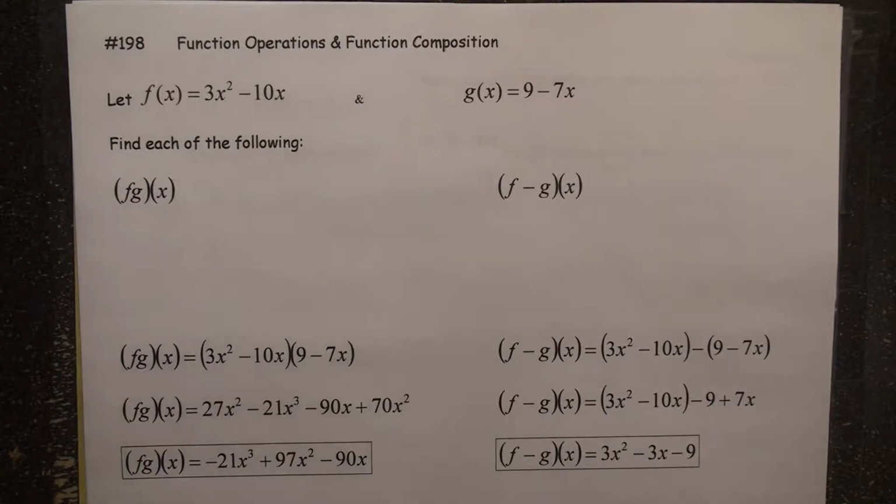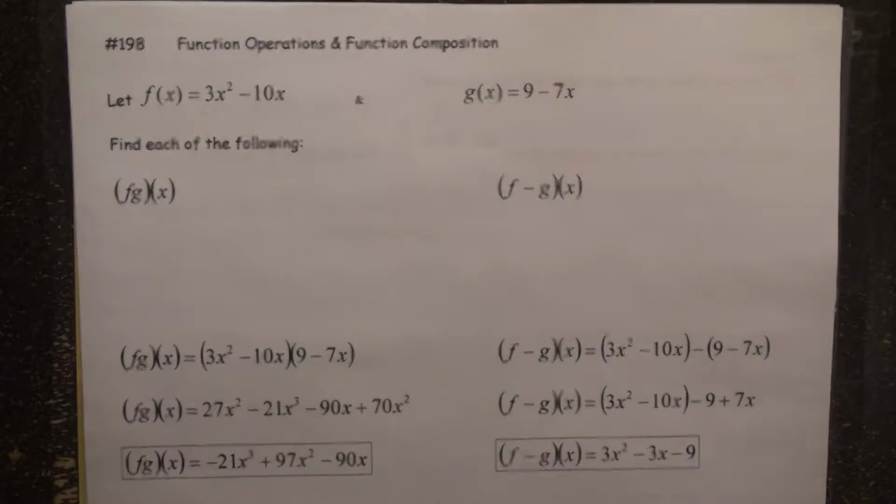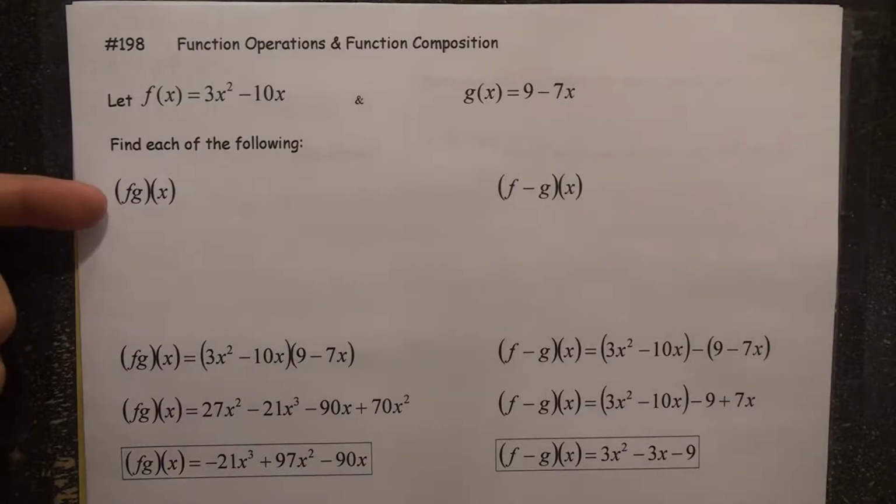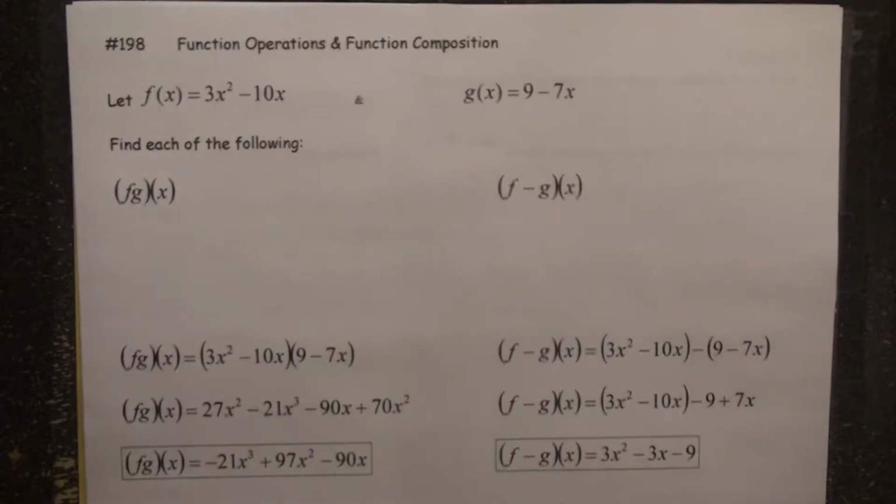Video number 198, function operations and function compositions. Let f of x equal 3x squared minus 10x and g of x equal 9 minus 7x. The first thing we're going to do on this page is take a look at f g of x, which basically means the function f times the function g.